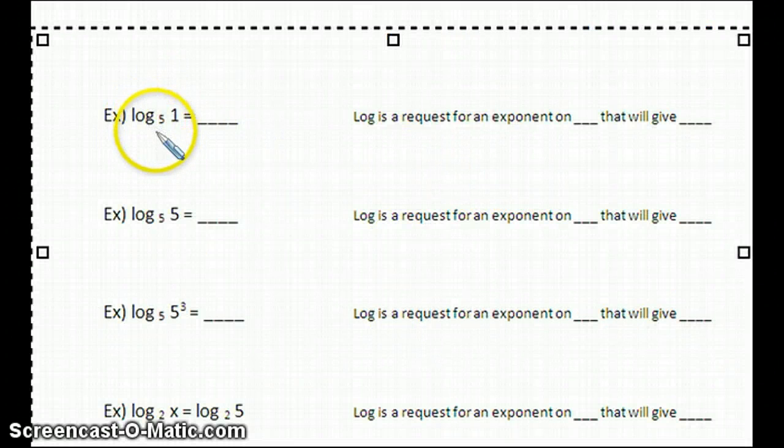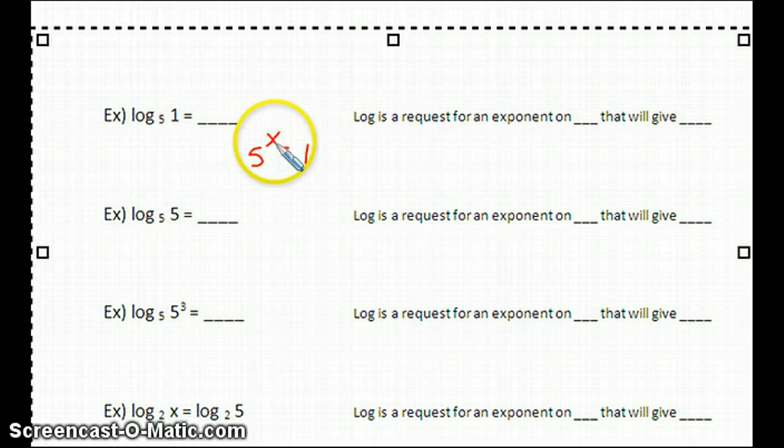Next problem says log base 5 of 1 equals what? So 5 raised to some power has to give me 1. Well, right away I know I'm not going to be able to make my bases the same. This is a base of 5 and this is a 1. But I do know that there's a special rule out there. It's called the 0 power rule. It says when you raise anything to the 0 power, you get 1. So the 0 power rule tells me that my exponent here should be 0. 5 to the 0 power is actually 1, so my answer is 0.